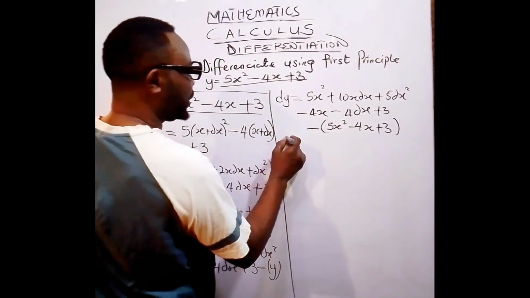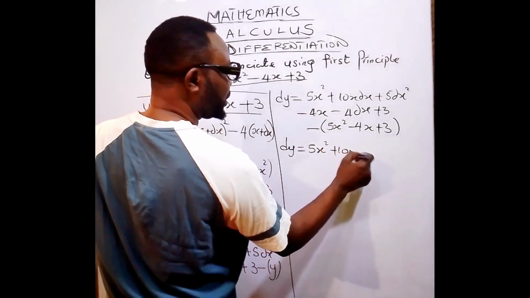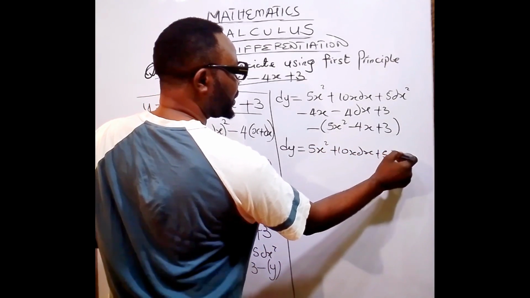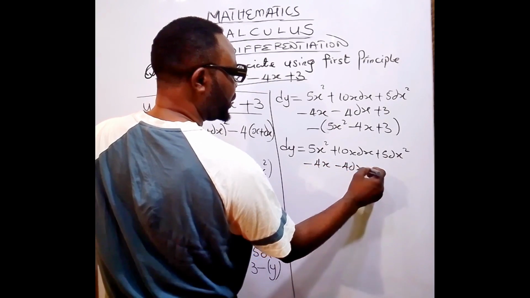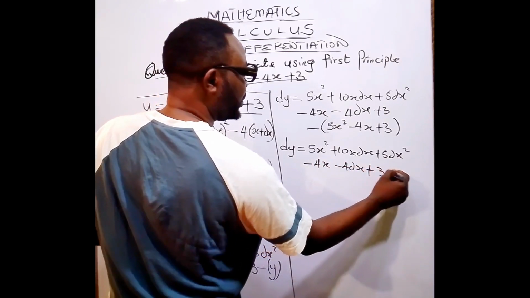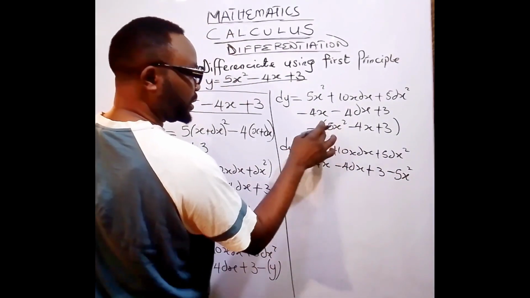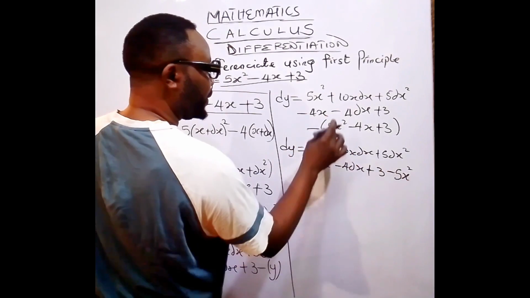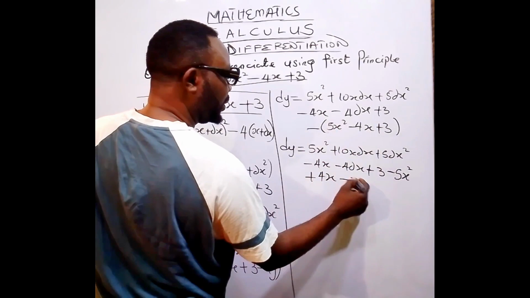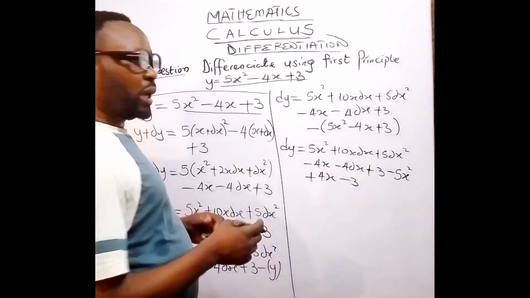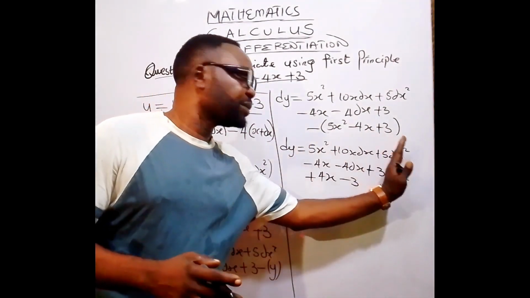Very well. So we're going to have now the y will be equal to 5x squared plus 10x dx plus 5 dx squared minus 4x minus 4 dx plus 3 minus 5x squared. You can see that minus times 5x squared, that's this positive sign here, is minus 5x squared. Minus times minus here, that will be plus 4x. Minus times plus is minus 3. So at this level, I've been able to simplify all this right hand side here.